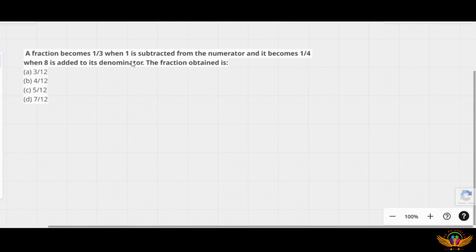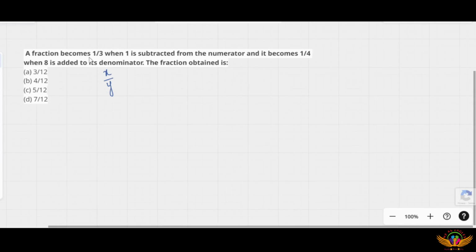Let us move to the next question. A fraction becomes 1 by 3 when 1 is subtracted from the numerator, and it becomes 1 by 4 when 8 is added to its denominator. See, they are saying it is a fraction. So let us assume that the fraction we have to derive is x by y, because a fraction is always in the form of p by q.